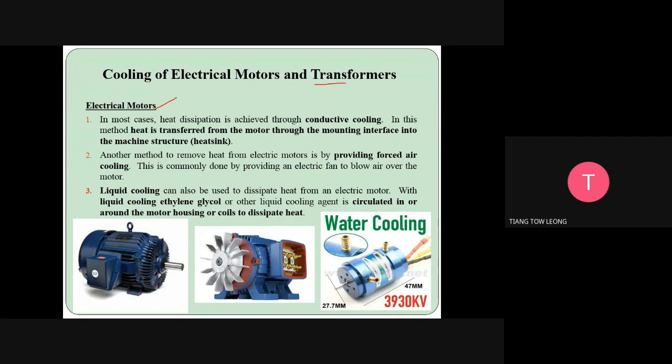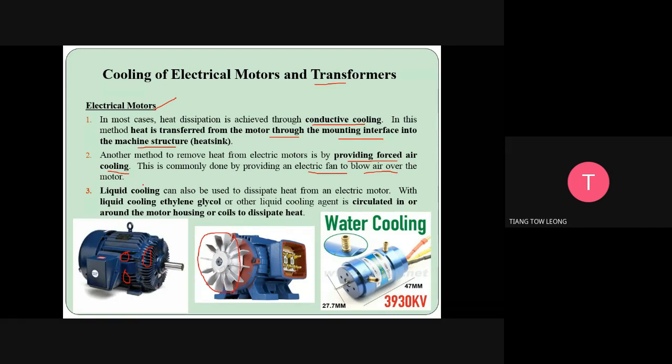For electrical motors, in most cases, heat dissipation is achieved through conductive cooling through a medium. In this method, heat is transferred from the motor through the mounting interface into the surface structure, the heat sink. So for example, the heat is released by the strip here, the sink. Another method to remove heat from the electric motor is providing forced air. They have a fan, commonly an electrical fan to blow air over the motor.